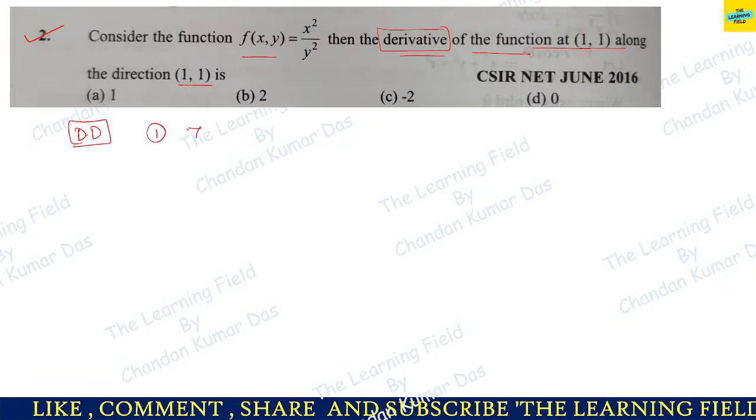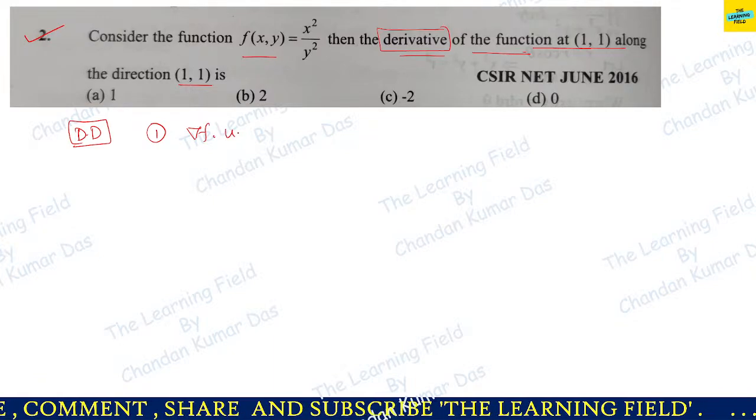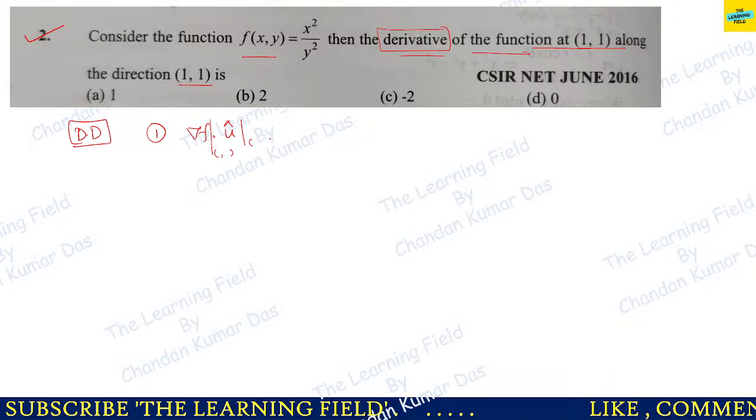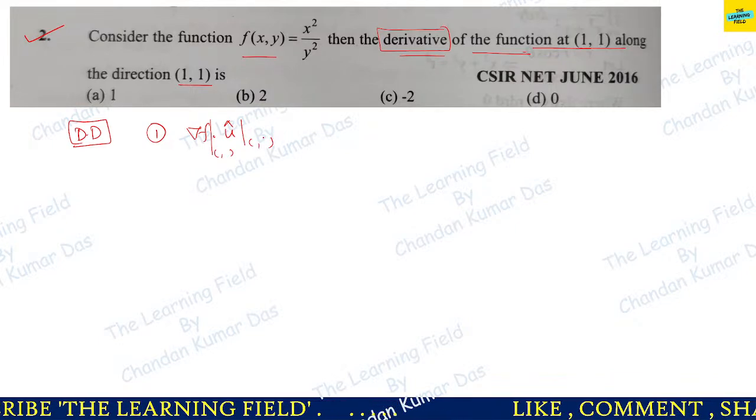We all know that grad f dot the direction, suppose u, this is a unit vector, with grad f at that point, which is given. The gradient is taken at that point, and this value gives you the directional derivative. Okay, grad f dot u, at the respective points obviously.